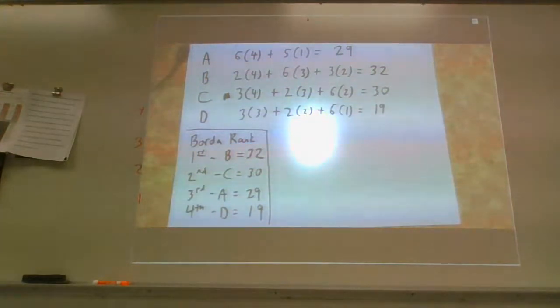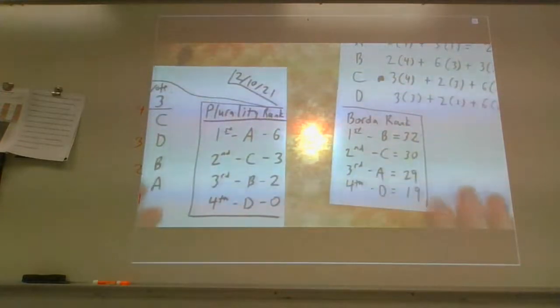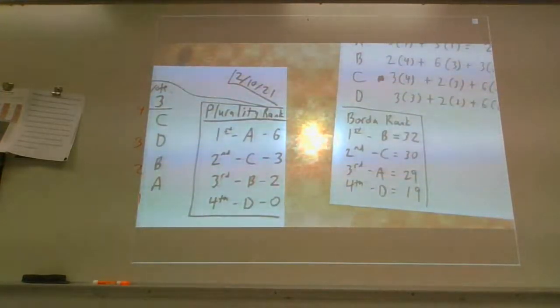Now, one thing they can agree on between the two ranks so far, one thing they can absolutely agree on, and I'll kind of show it like this. Look at the plurality rank versus the Borda rank. So far, D is in last place. It does not seem like D is an optimal candidate.